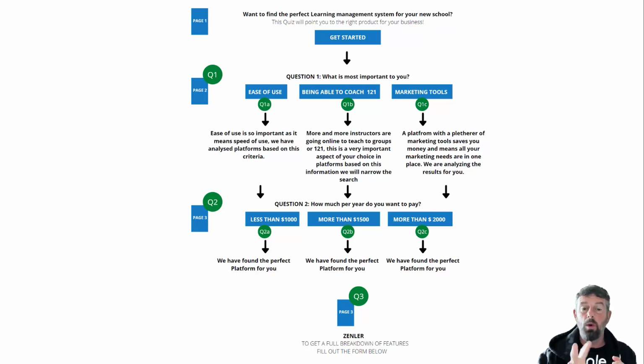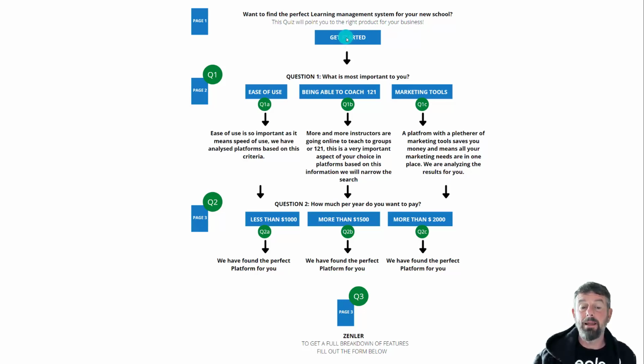If you imagine we have this little graph on screen here, the person starts here. In this case, it's just on Zenler, and this is a very simple one to show you the principles of what we're trying to achieve. So this says, "Want to find a perfect learning management system for your new school?" This quiz will point you to the right product for your business. Then we have a Get Started button.